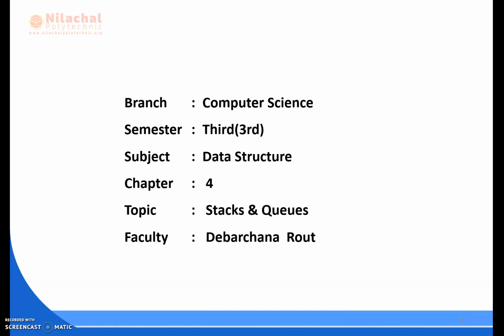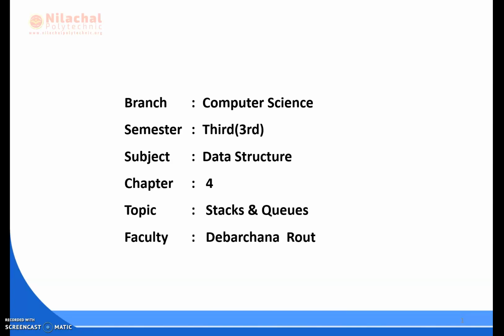From today's slide, we will be discussing a new topic, that is stack and queues. We have already discussed some introduction about stack and queues in our introduction chapter, that stack and queue both are an example of linear data structure.